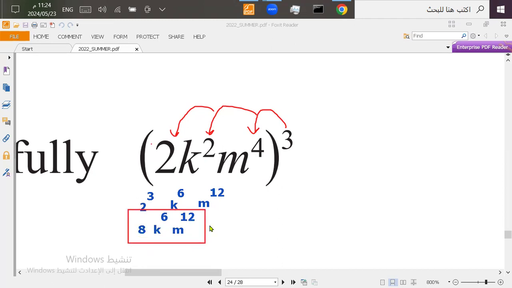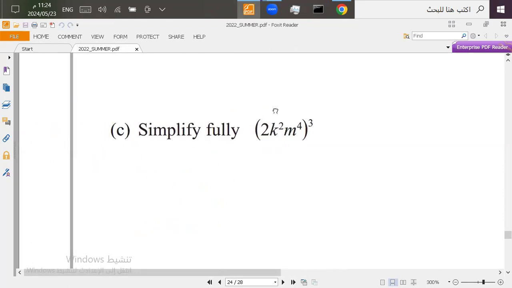Focus on the steps of distributing powers. It means we're going to multiply the power by the powers inside. Now let's move on to the next question. Okay, this one's done.